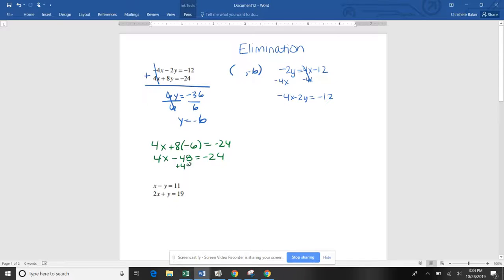I'm going to add 48 to both sides. 4x is equal to 24. Divide by 4, and x is positive 6.